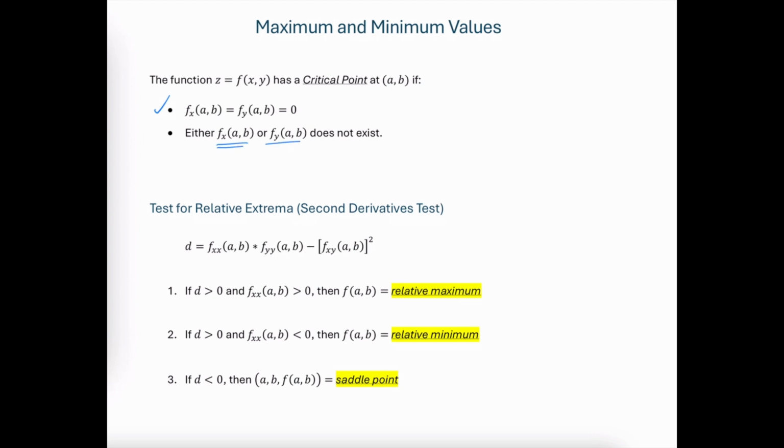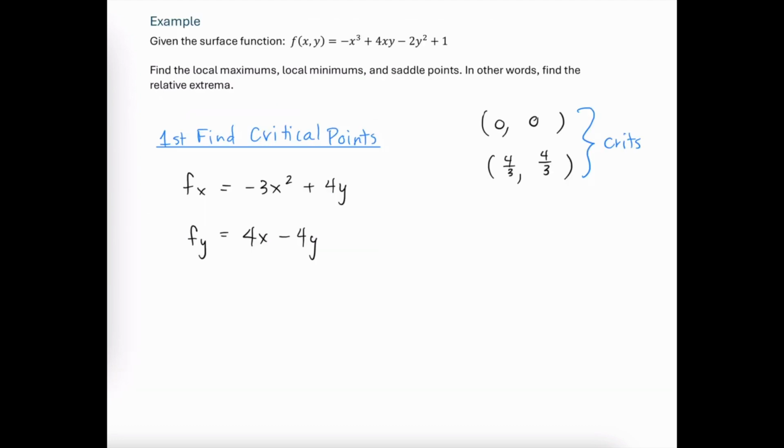Now let's look and see if there are any ordered pairs that make either of the first partials not exist. Well, since we don't have any x or y values in the denominator of a fraction, or underneath a radical, we don't have any x or y values that are not allowed to be plugged into these first partial derivatives. So no matter what real numbers I plug in for x and y, I'm always going to get a real output, so these first partials are going to exist everywhere. There are no domain restrictions for these first partial functions, which means that these are our only critical points.